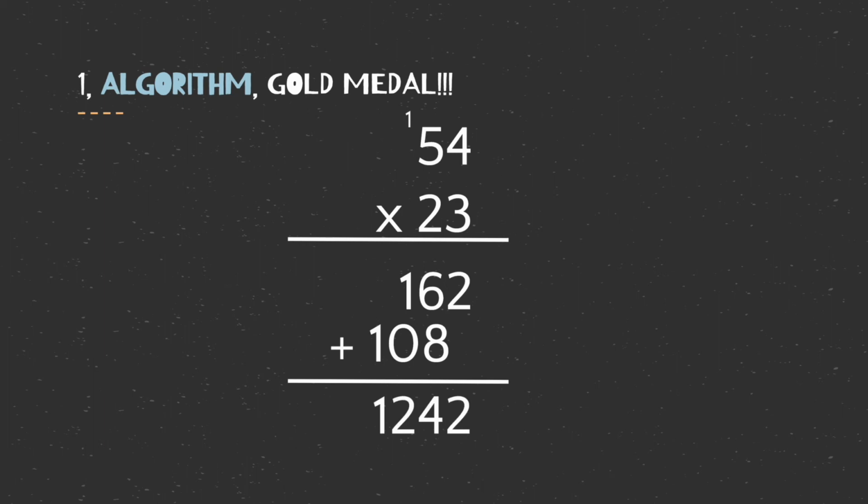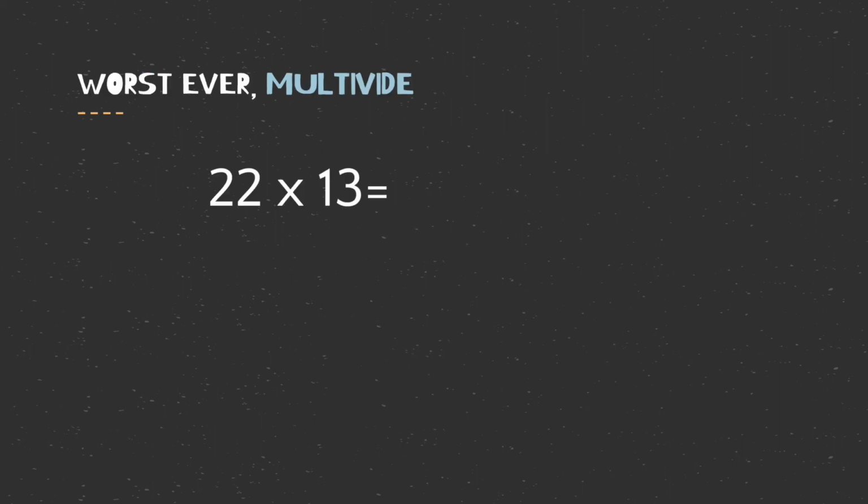Now that you've learned the top 3 best multiplication strategies, let me show you one of the absolutely worst multiplication strategies ever invented. The absolute worst. MULTIVIDE. Get it? MULTIVIDE basically just means multiply and divide.